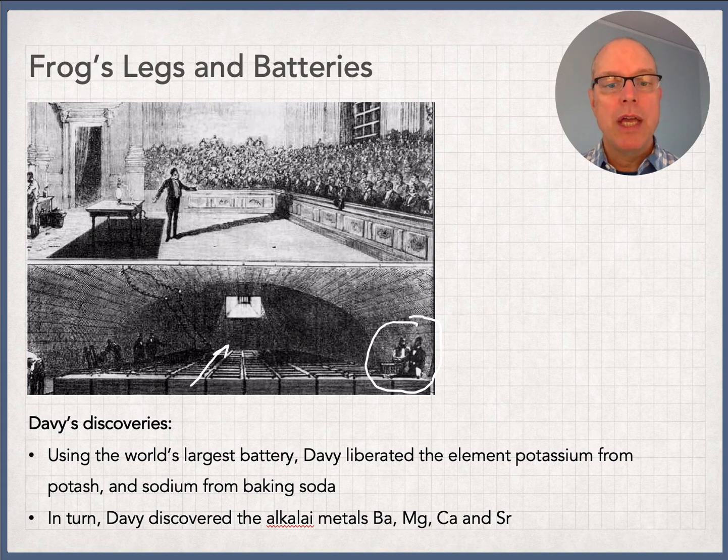Anyway, what Davy did with this battery is, in public demonstrations and in his private research, he was the first human being to ever lay eyes on the element potassium. He was the first person to ever take baking soda and rip it apart chemically. And in turn, he separated the chemicals barium, magnesium, calcium, strontium. Other scientists did the same tactic and separated aluminum and all of the other elements that are on the left-hand side of the periodic table.